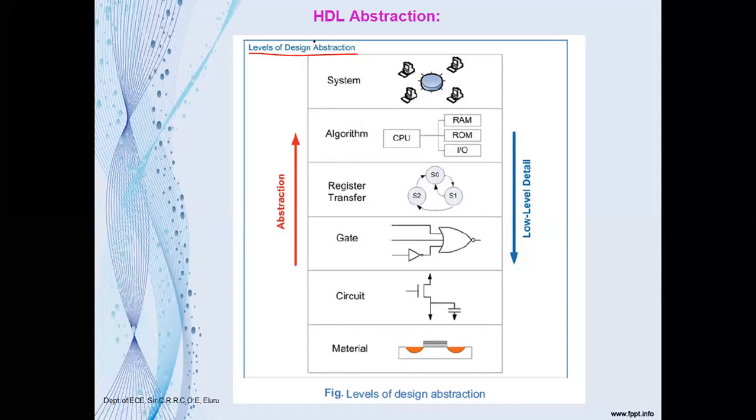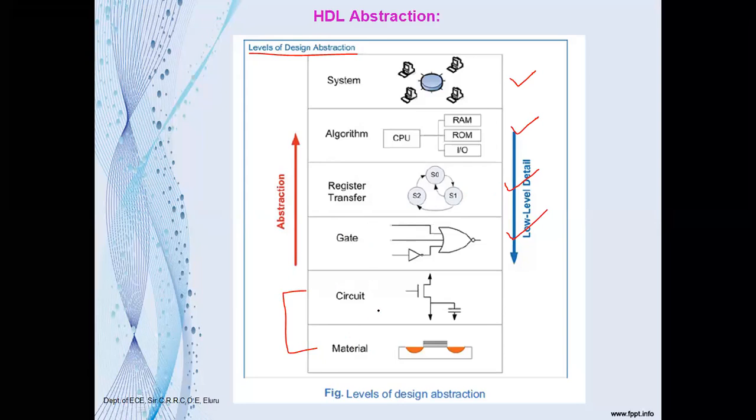Using this hardware description language, you can describe or design a digital system at the system level, or at the algorithmic level, or at the register transfer level, or at the gate level. You can design the digital system at any one of these levels. But the HDL cannot be used at these two levels: at the circuit level and at the material level, the hardware description language cannot be used.